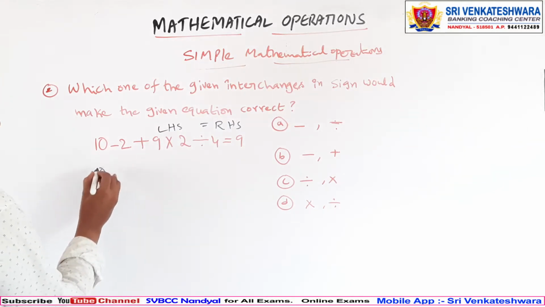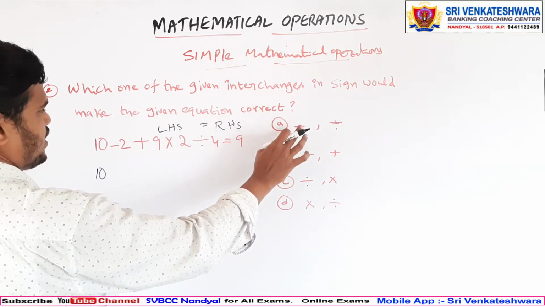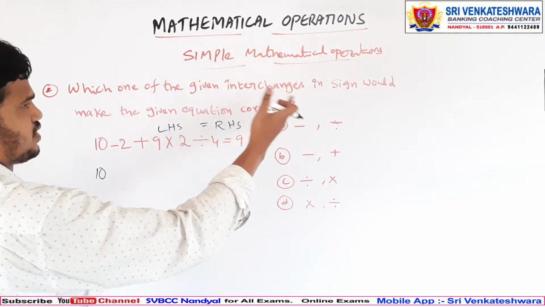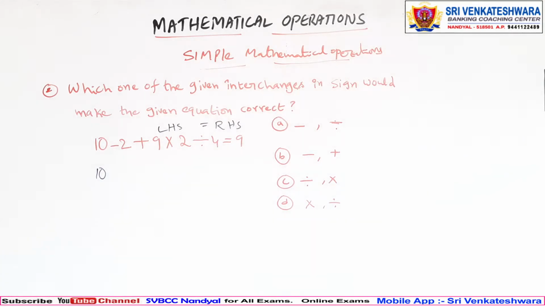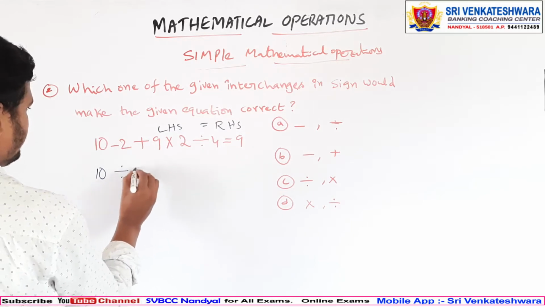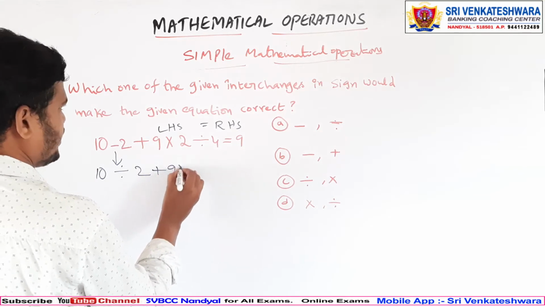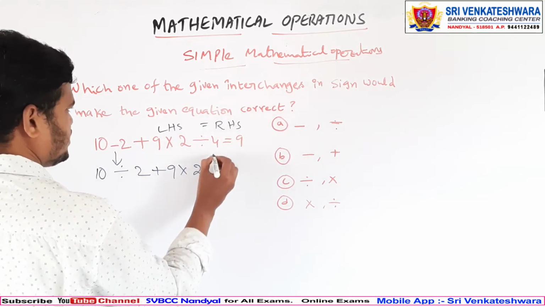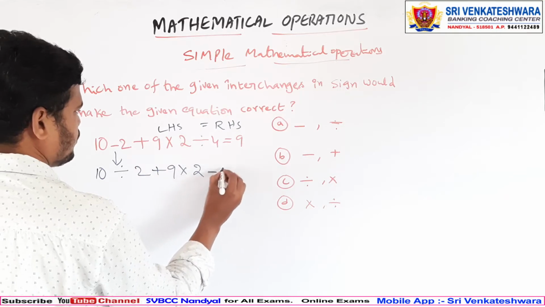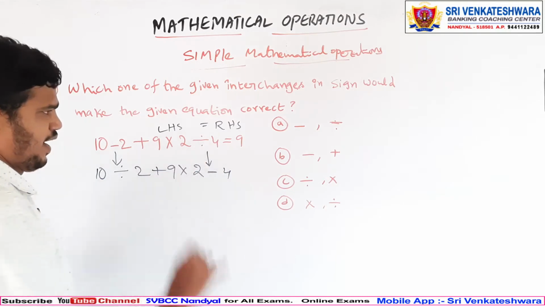So 10 here, instead of minus you need to replace the division here. 10 divided by 2 here. Next, plus is as it is, 9 into 2 is as it is, and the division replacement is minus 4. Now see, these two replacements should happen here.